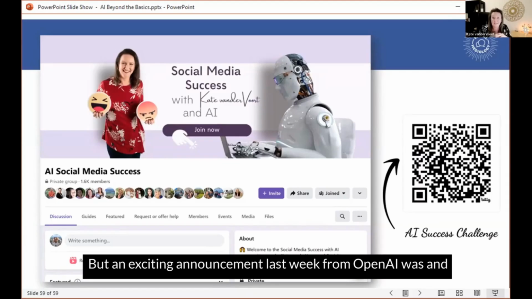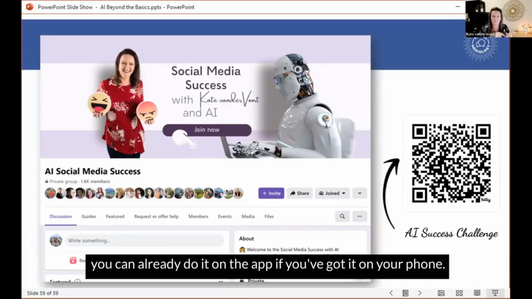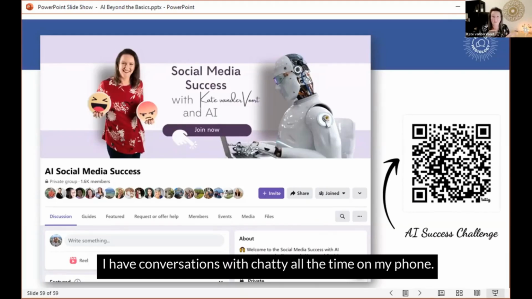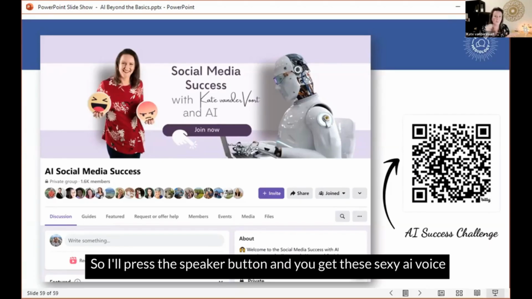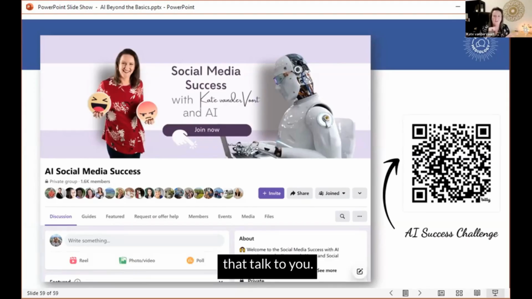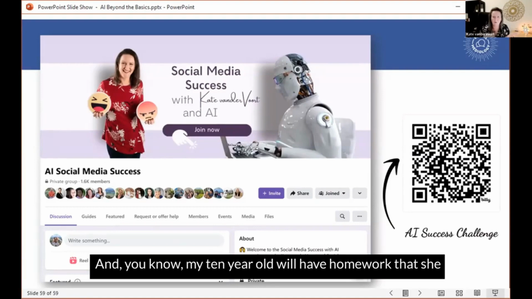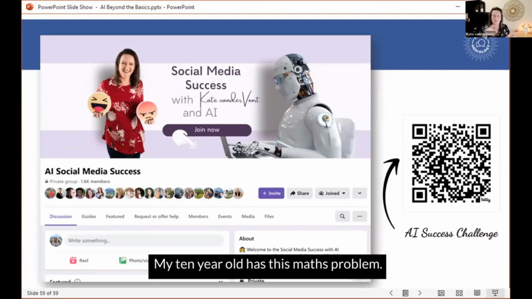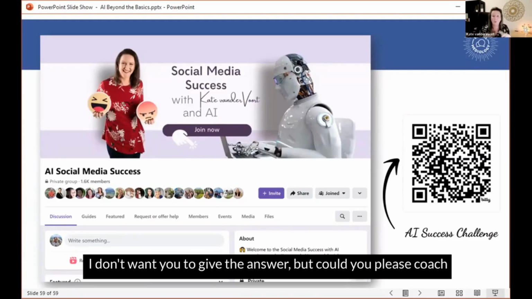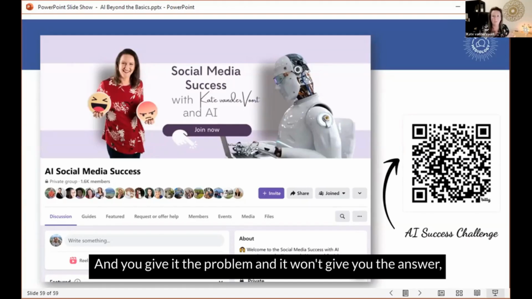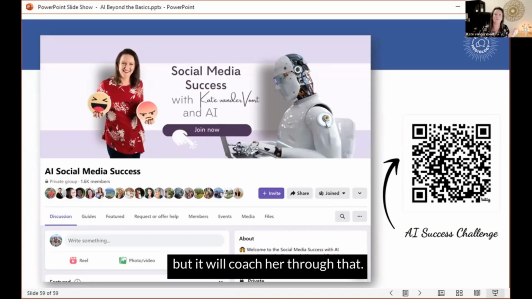But an exciting announcement last week from OpenAI was, and you can already do it on the app if you've got it on your phone, I have conversations with Chatty all the time on my phone, so I'll press the speaker button and you get these sexy AI voices that talk to you. My 10-year-old will have homework that she can't do, and I'll go, hi, Chatty, my 10-year-old has this maths problem. I don't want you to give her the answer, but could you please coach her to finding the answer in terms that work for a 10-year-old? And you give it the problem, and it won't give her the answer, but it will coach her through that.